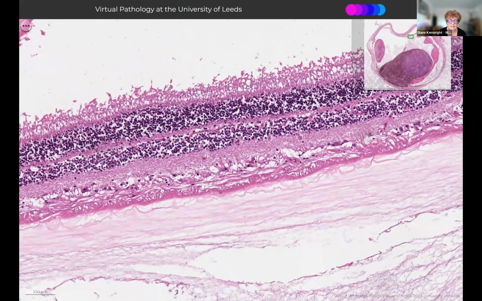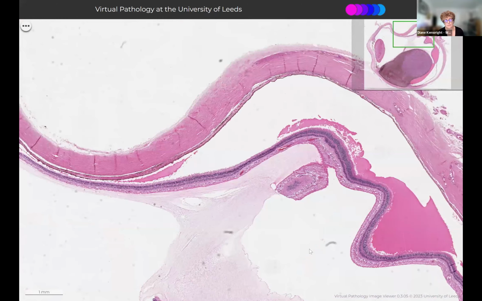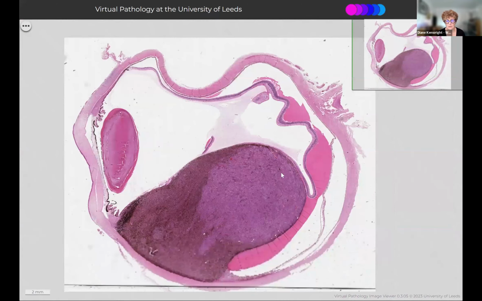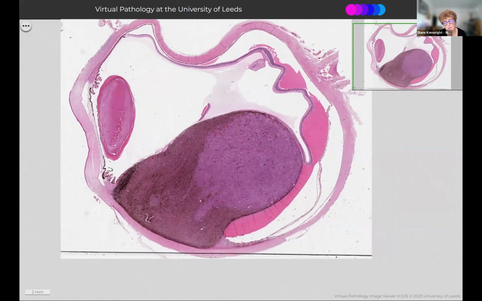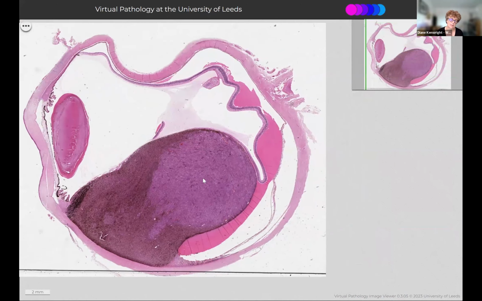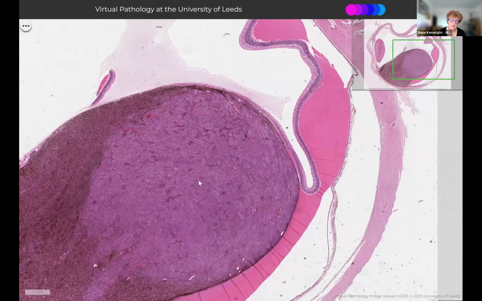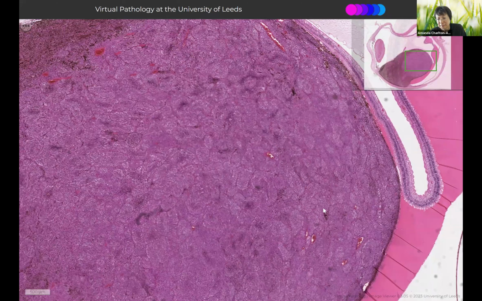There's a subretinal exudate, and at low power I can't see anything going through the sclera. So, Amanda, can you drive to the non-melanotic bit? I'm choosing the non-melanotic bit because it's much easier to see what's going on.